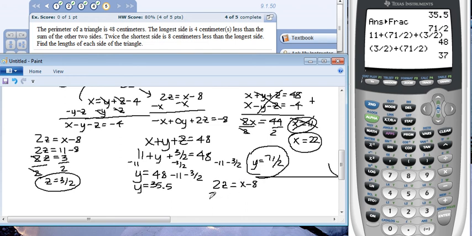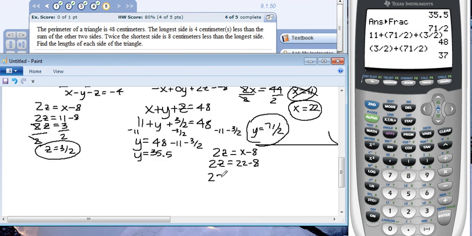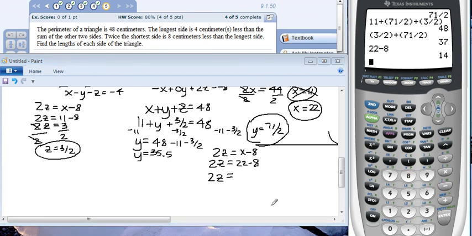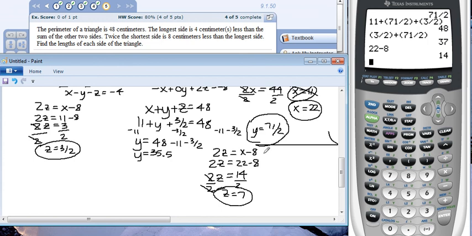See, this is how you fix things. 2z is equal to 22 minus 8. Now I don't trust myself, 22 minus 8. I knew that it couldn't be fractional though. That wouldn't make any sense. 14. Divide by 2, divide by 2. This is looking way better. So z is 7.